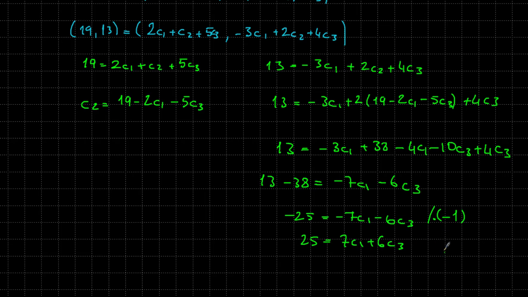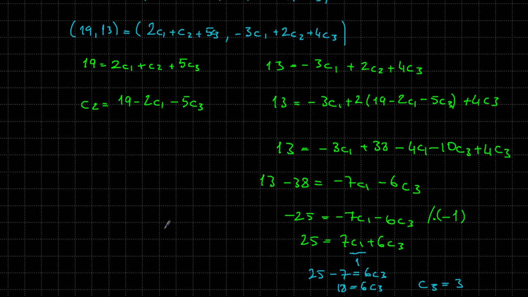Here I have to find some values that satisfy this equation. I'm looking for integer solutions. If I choose one value for c1, I can find c3, then I can find c2 also. There's no other solution method here, so I'm going to choose one c1 value, like 1. Then 25 minus 7 is equal to 6c3, so 18 is equal to 6c3, so c3 is equal to 3.